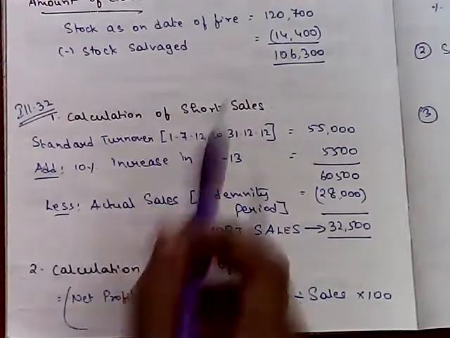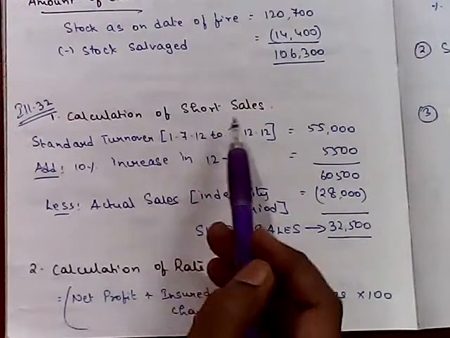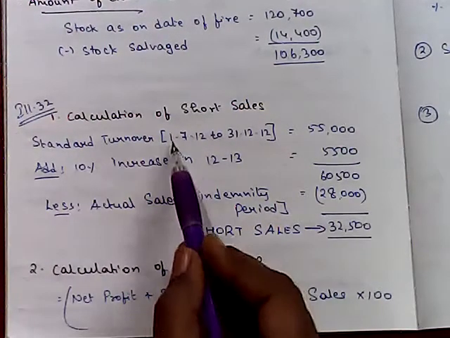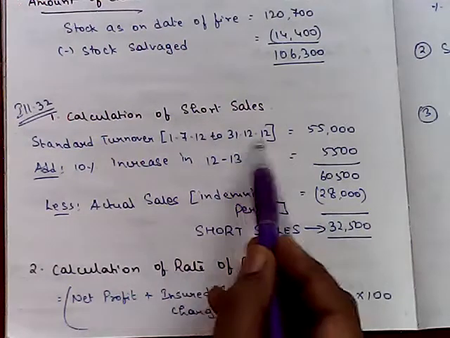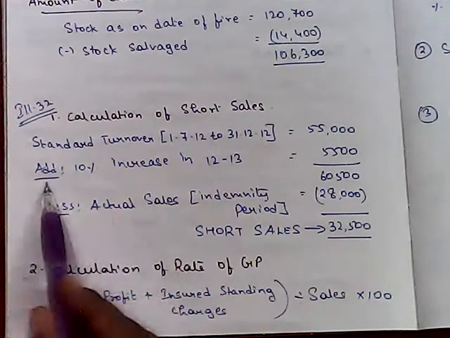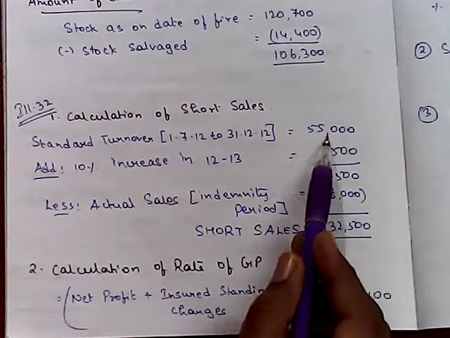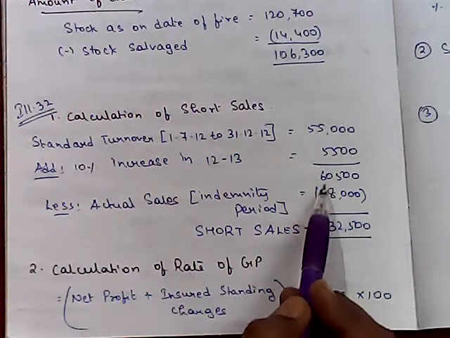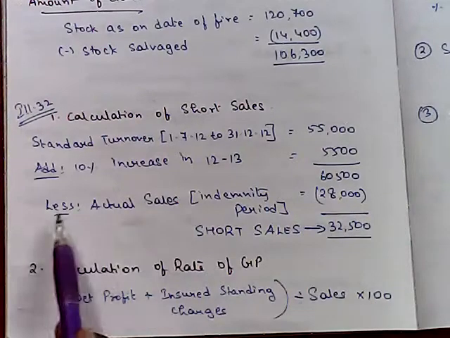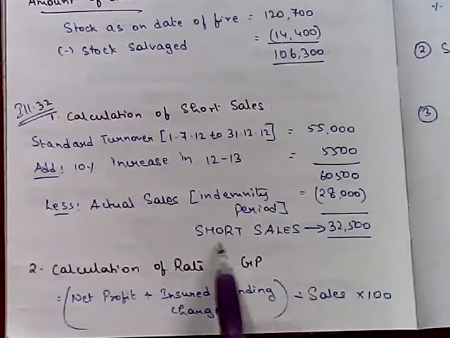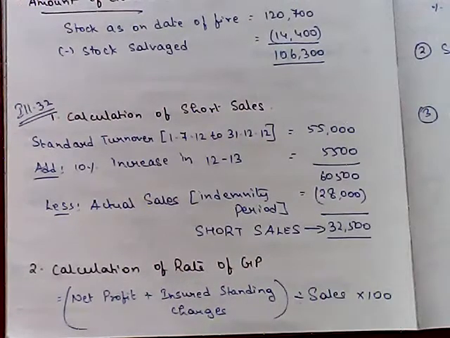So first we have to calculate the short sales. How will you calculate the short sales? It is standard turnover, that is from 1/7/2012 to 31/12/2012, which is 55,000. Add 10% increase in 12-13, which is 10 percent on 55,000, so 5,500. We get 60,500. Then less actual sales during the indemnity period, which is 28,000. So we get the short sales of 32,500.